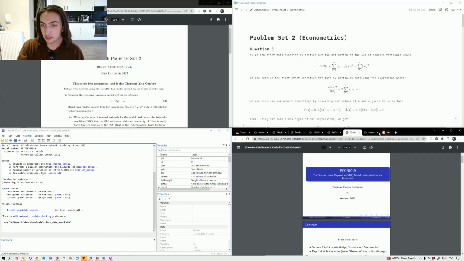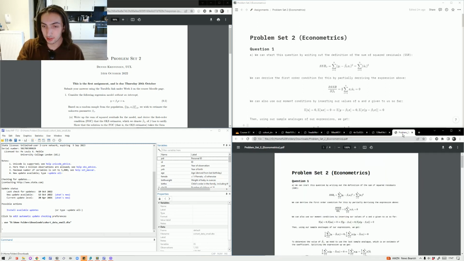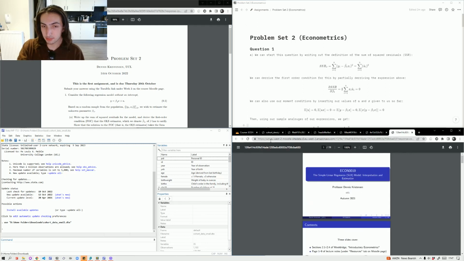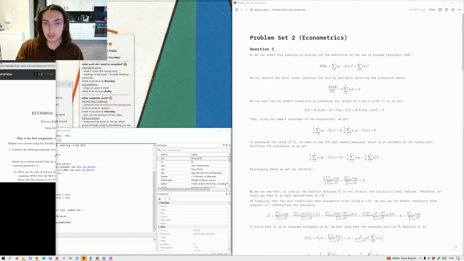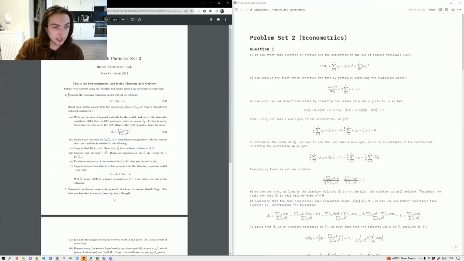Let me delete those as well. I think this is just the PDF of my problem set. First of all, we don't really need Stata right now, so let's get rid of that. Okay, let's consider the following.